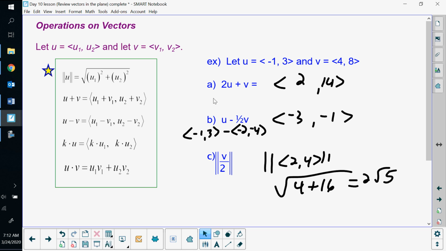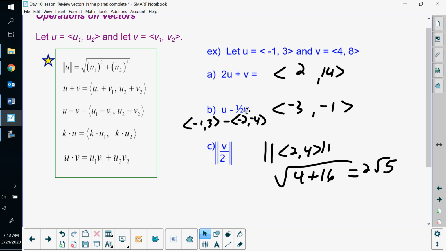So some examples over here. This is saying we're going to multiply the u vector by a scalar of 2 and then add them together. So multiply the negative 1 by 2, we get negative 2. Add it with the 4, we get 2. Multiply the 3 by 2, we get 6. Add it with the 8, we get 14.